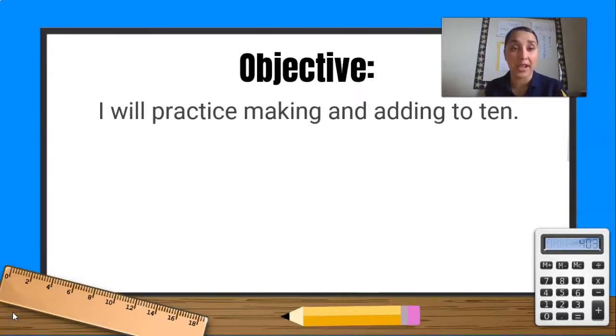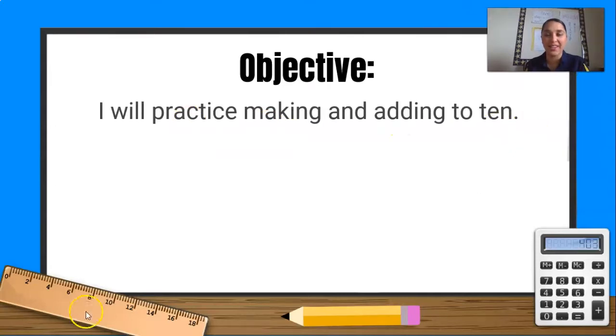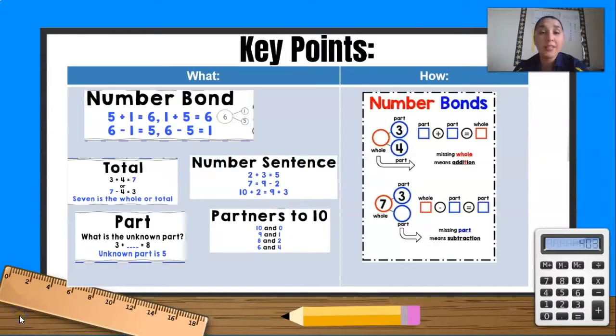Today's lesson objective is that by the end of the lesson, you will be able to practice making and adding 10. Your turn. Say the objective for today. I will practice making and adding to 10. Now let's talk about what exactly we're going to learn in this lesson.